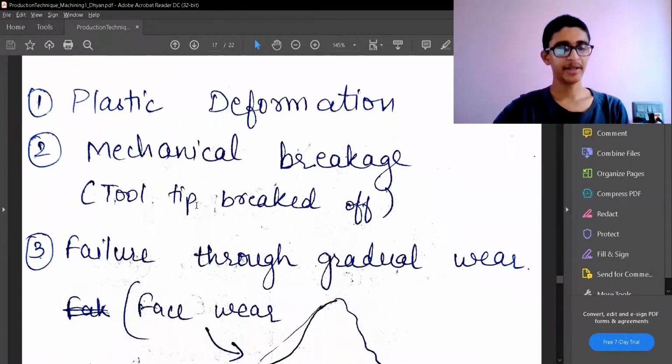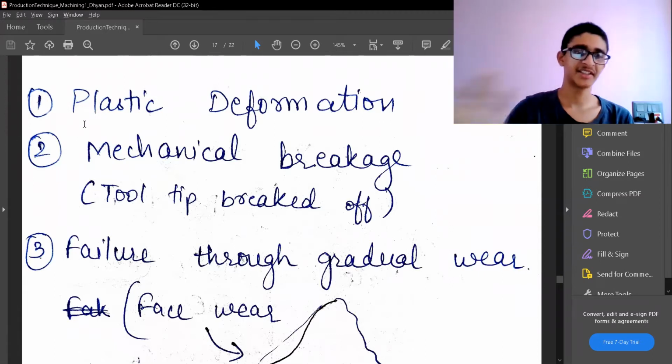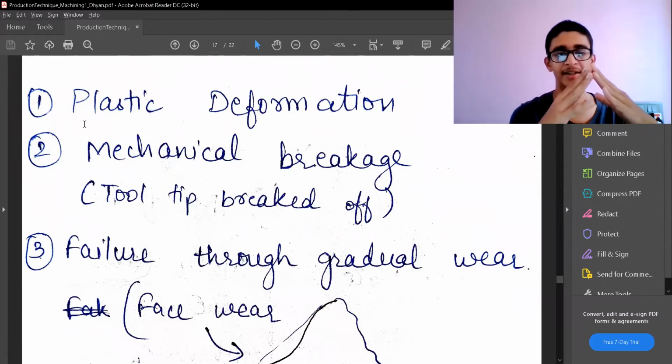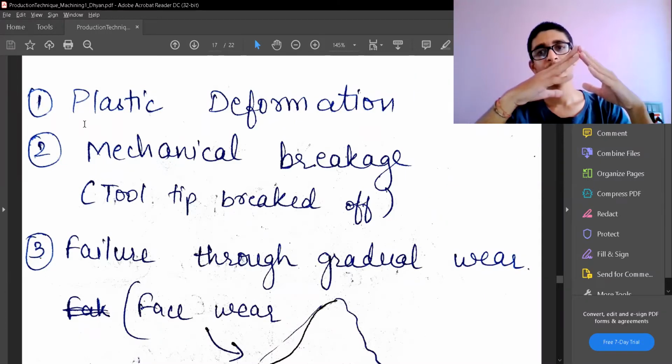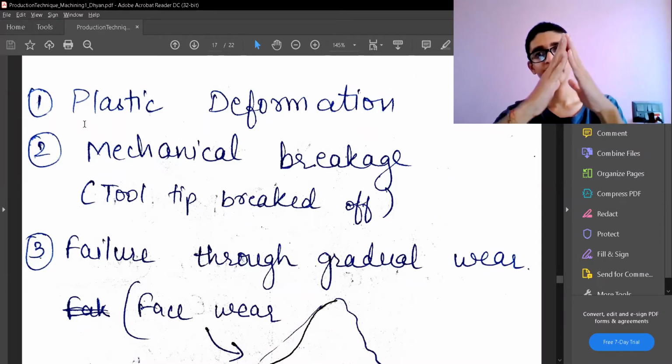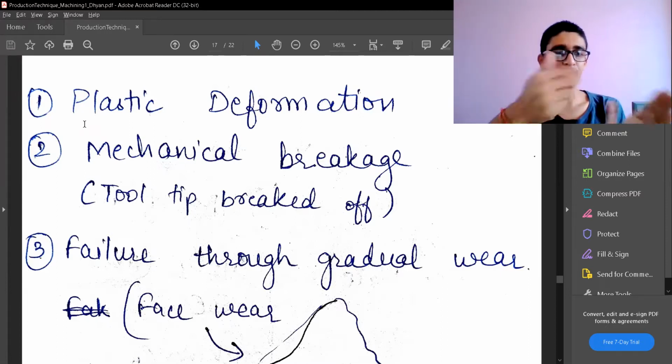So there are three main categories in which the tool failure can happen. First is the plastic deformation, that is, excessive plastic deformation can happen and my tool will fail. And the second is the mechanical breakage, that is, the tip has so much strain on it. It can still be in the elastic region, but if the tip is blunt, it has less chance of failing or breaking off. But if it is a sharp tip, then there are high chances that it can break. So there can be a tip break.